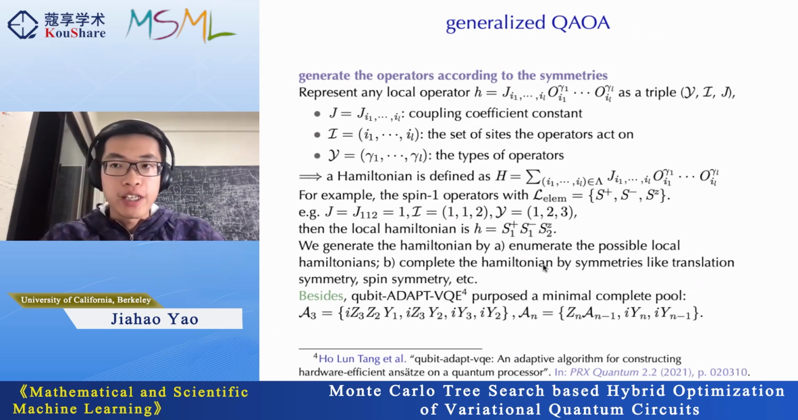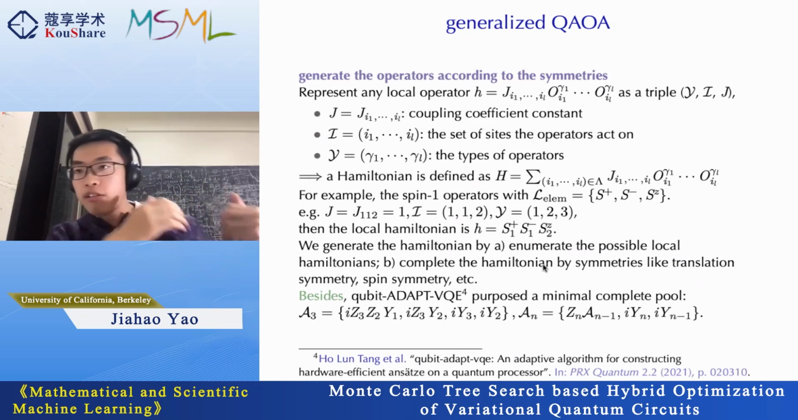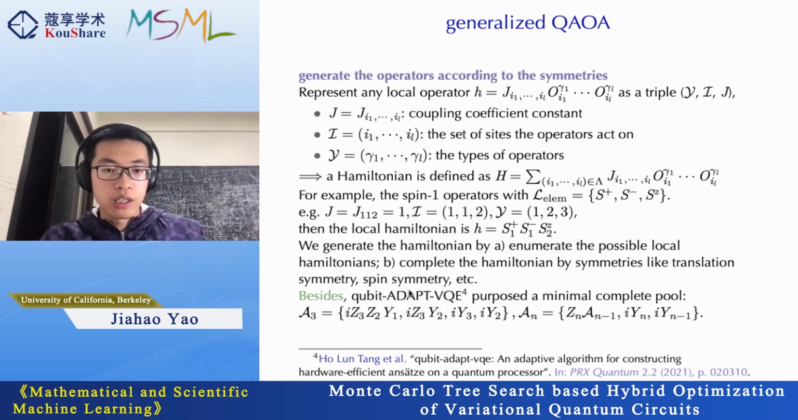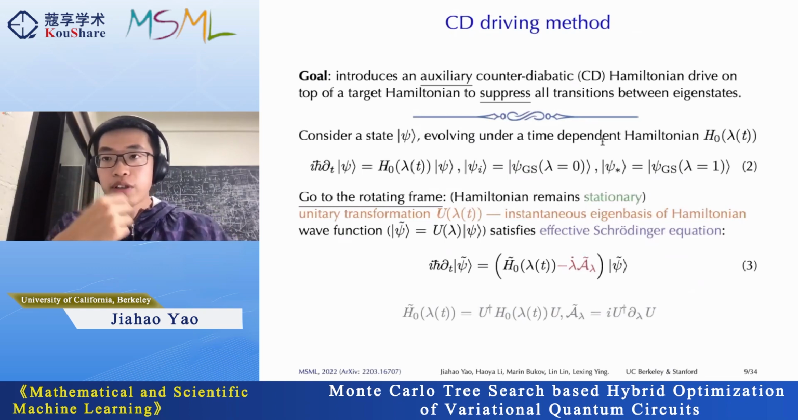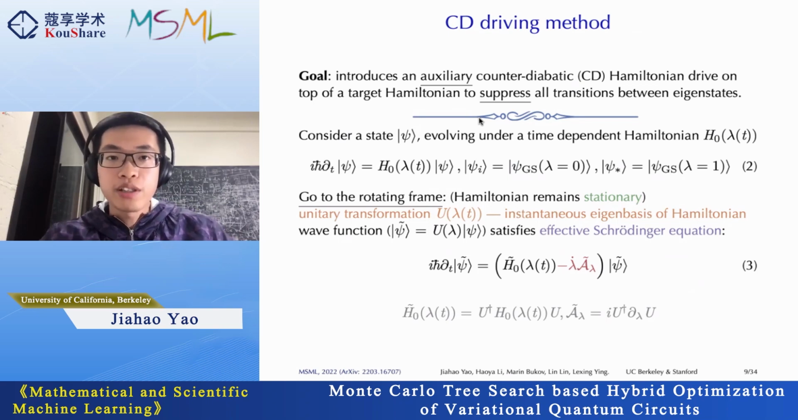So this is our way to generate the Hamiltonian pool, but in the literature, there are also other ways to generate it, called qubit-ADAPT-VQE, where they propose a minimal complete pool shown here. This is not the focus of our work, but we just list it here in passing. And actually, our way to choose the Hamiltonian pool is based on this CD driving, or counterdiabatic driving, theory. It comes from the physics literature, and the goal is actually not very difficult. It is trying to introduce the auxiliary counterdiabatic Hamiltonian drives on top of the target Hamiltonian in order to suppress all the transitions between the eigenstates.